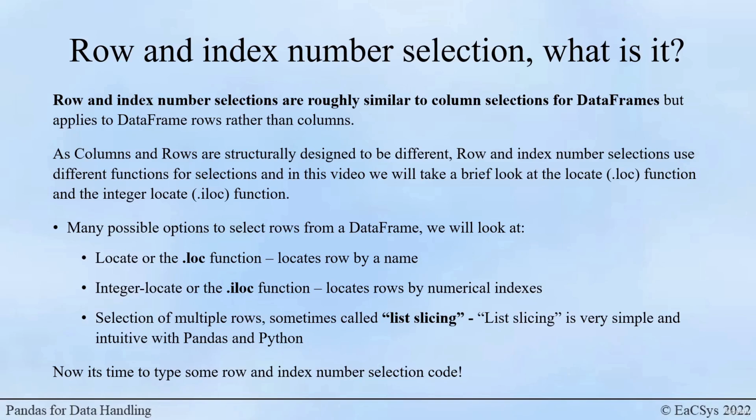There are many possible options for selecting rows from a data frame, and we will look at the locate or the loc function, which locates rows by index label names, and the integer locate or the iloc function, which locates rows by the row's numerical indexes. Now it is time to type some row and index number selection code, so start up your code editors.